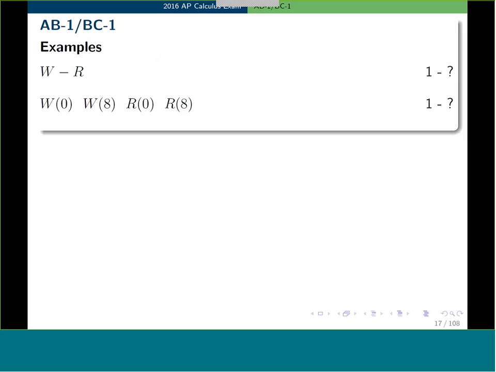And finally, if the student just wrote down on their paper, pretty generous, W minus R, we would treat that as considering this new function, W minus R, and they'd get 1 point. If they were considering the two functions separately, and they considered those 4 values, W and R at 0 and 8, that would also be worth 1 point.